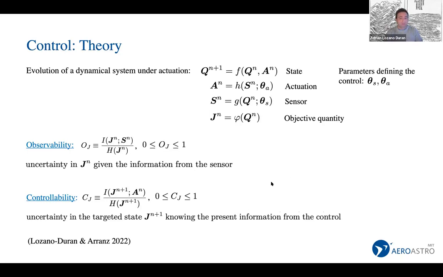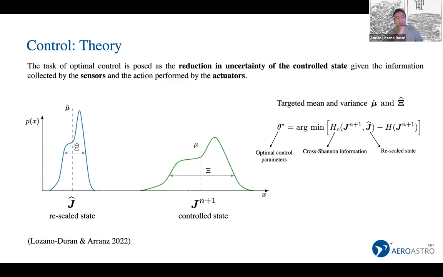So with this, the last piece that we need of the theory is how we define the task of optimal control. The way we introduced that was posing the problem as a reduction in uncertainty of the control state, given the information collected by sensors and actuators. To emphasize that, imagine this green distribution. This is the control state. This is the probability distribution with some mean and some standard deviation.